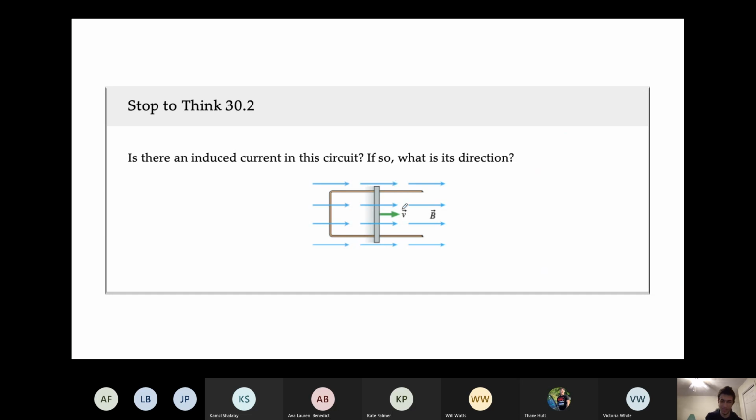No, indeed, because the velocity and the magnetic field are pointing in the same way. You have a velocity to the right, and your magnetic field is also to the right, so there will be no force. They need to be perpendicular. So that wouldn't work, and there will be no current.